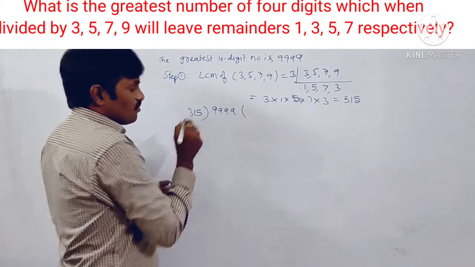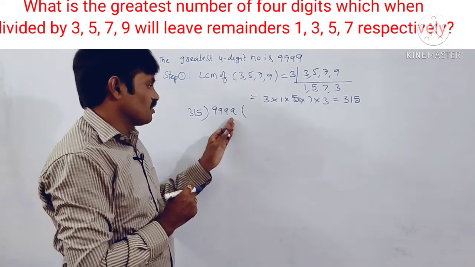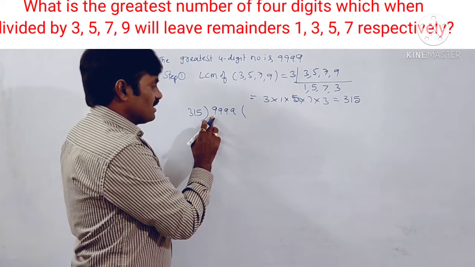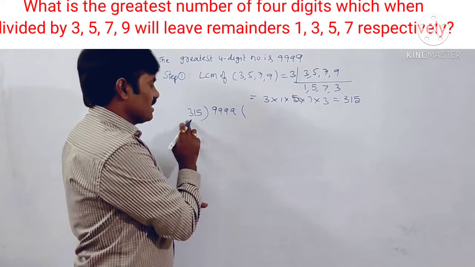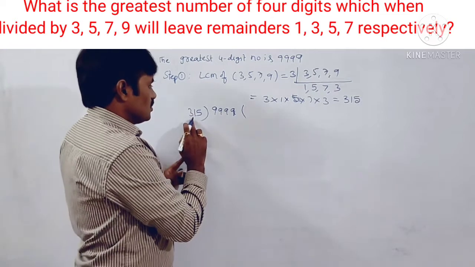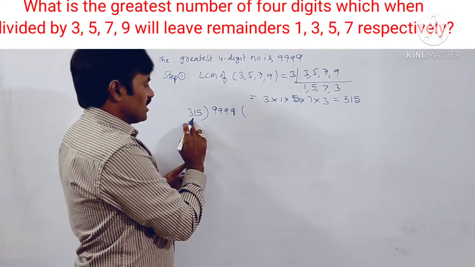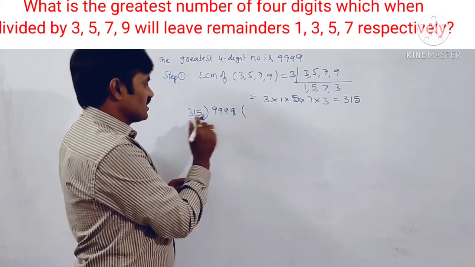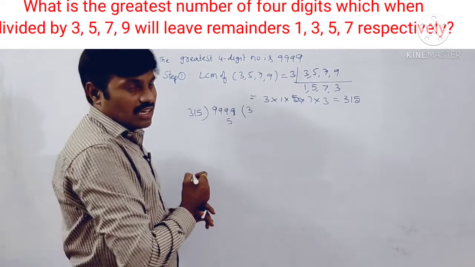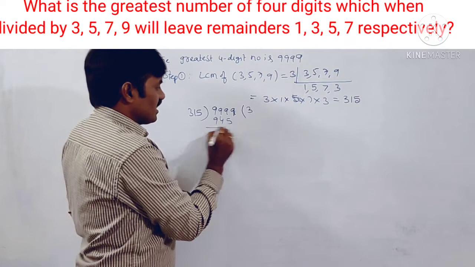So find the remainder when it is divided by 315. Okay, now I am dividing 9,999 by 315. So how many times is it possible? See here, maybe 3 times we can take 315. 3 5s are 15. 3 1s are 3 plus 1, 4. 3 3s are 9. 945.